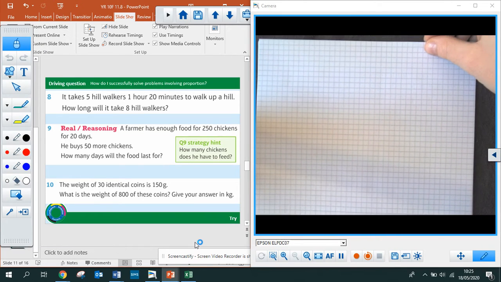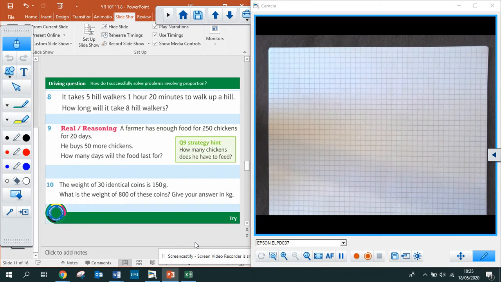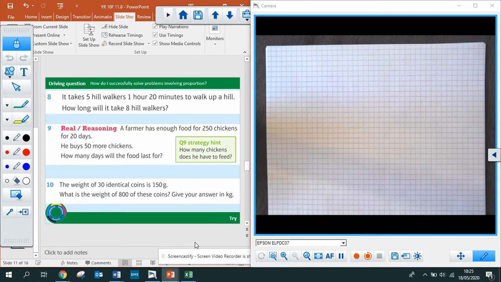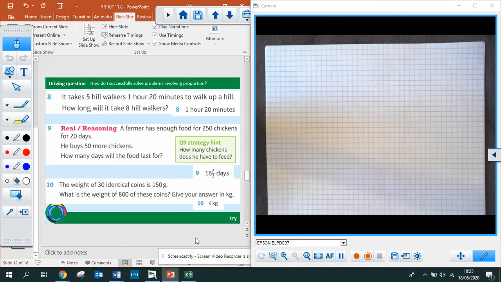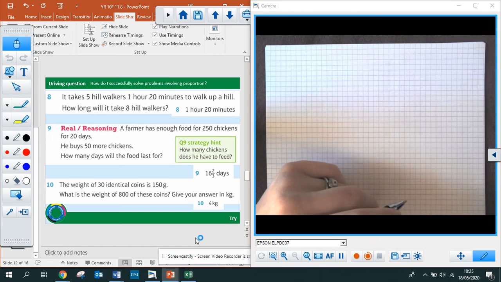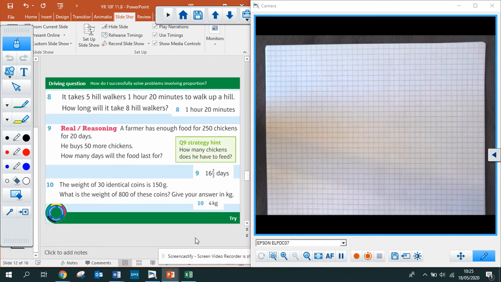Solutions, and as I said, you can use calculators for these questions, and you will need it for number 9 especially. Okay, put the answers on the screen and we're going to go through the solutions. So question 8 said, and I'm not going to write this out because I don't need to, it says it will take 5 hill walkers 1 hour and 20 minutes to walk up a hill. How long will it take 8 hill walkers?